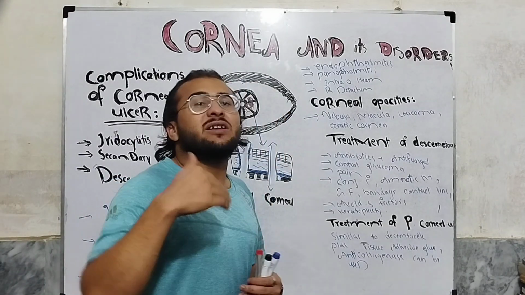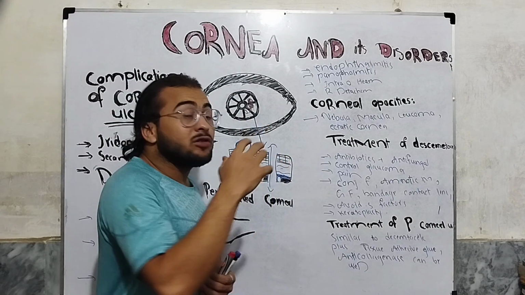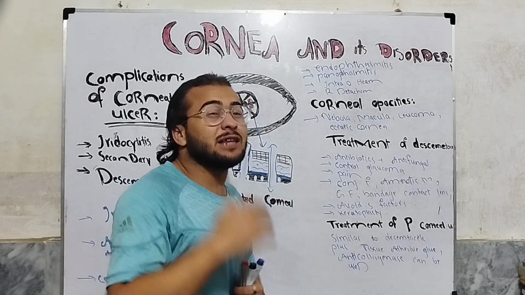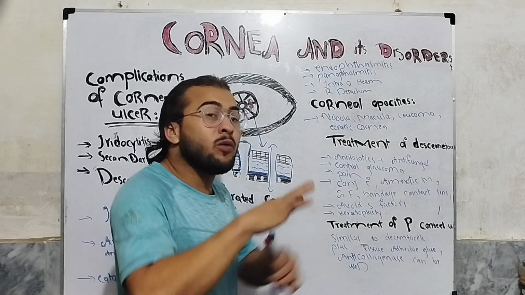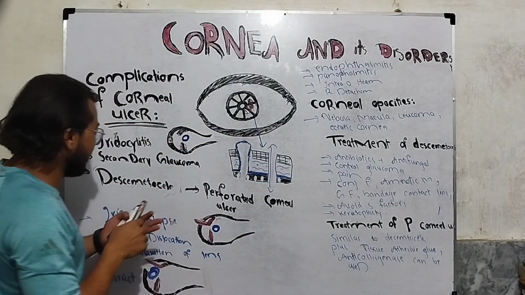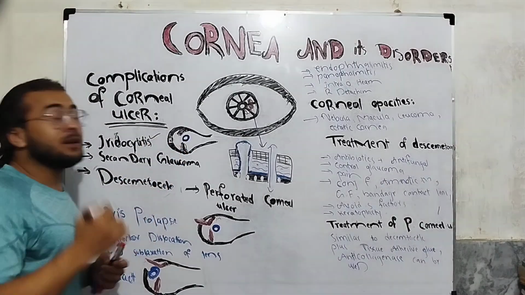As previously we discussed the bacterial corneal ulcer and fungal keratitis, okay? If those conditions are not managed properly and timely, what will happen? They will cause complications. Now we will discuss those complications, okay? So the complications of corneal ulcer. The first one is iridocyclitis.